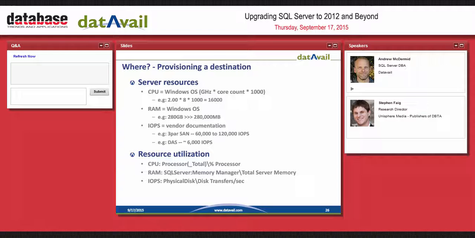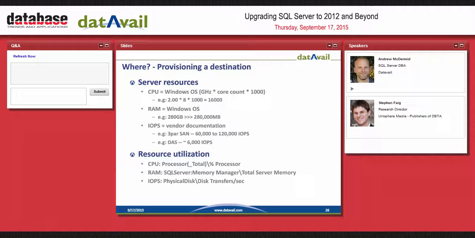We'll call CPU the speed: CPU speed times the core count times 1,000, just to adjust it to a number that works with the other metrics here. Memory is pretty easy. We can just look that up in Windows Server Properties. For disk, we kind of need the IOPS. You can get that maybe from the SAN vendor, or maybe look up your disk's speed on the internet.